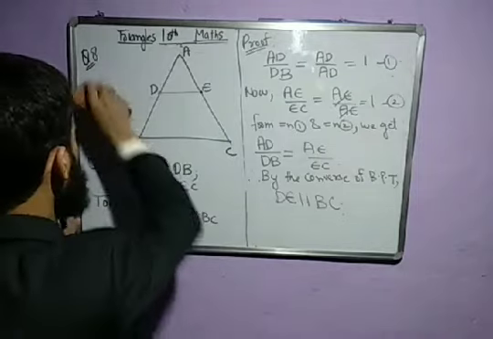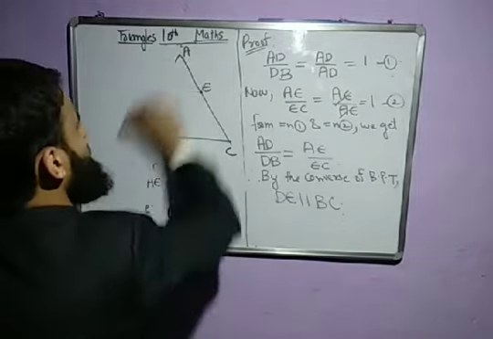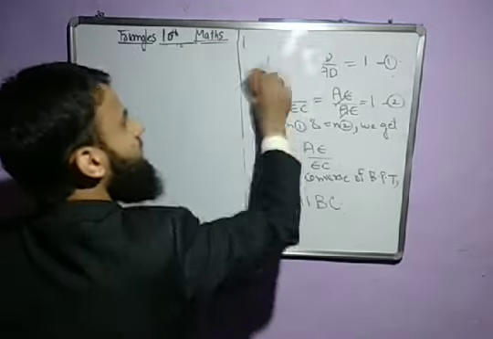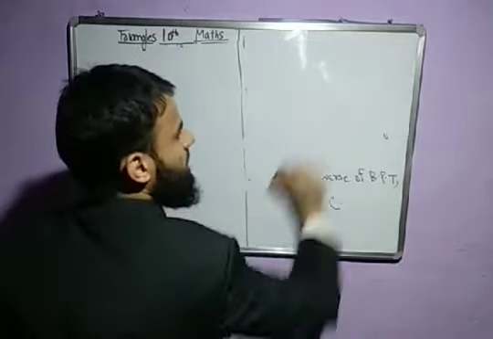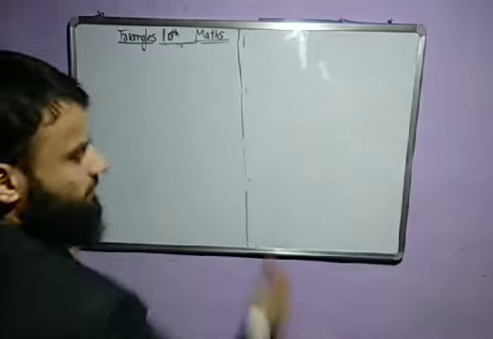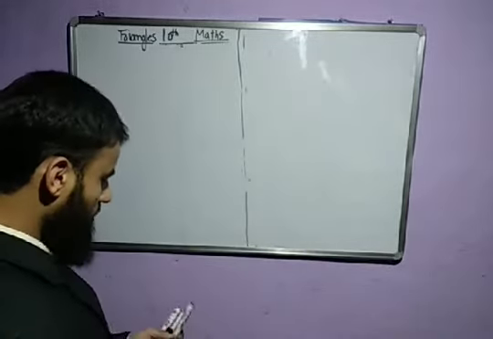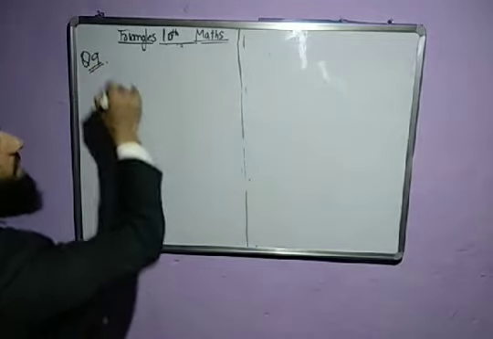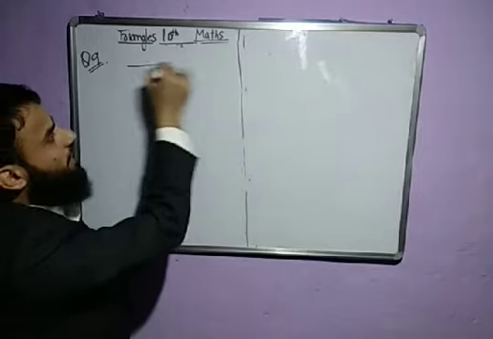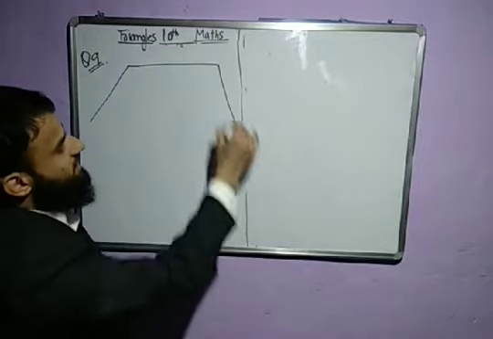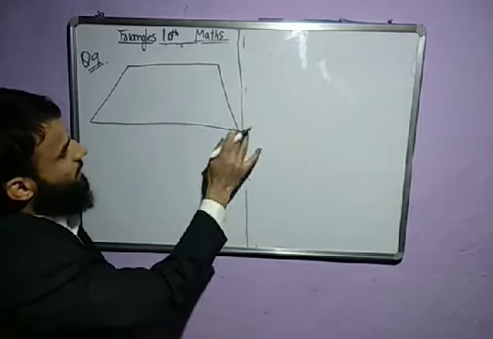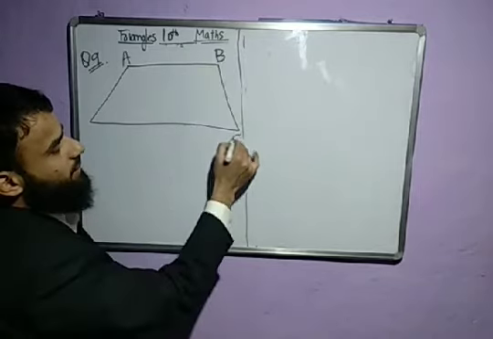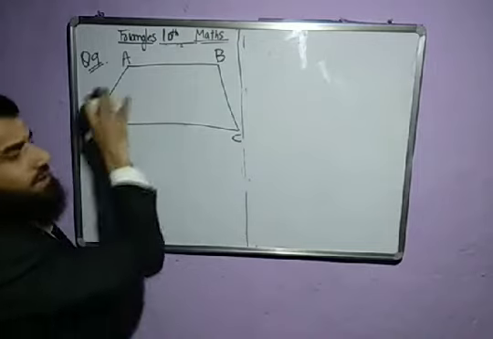Pause the video and copy it. Question number 9 and 10 are very important. So let us see the question number 9. Question number 9 says that you have a trapezium. Let's suppose this is a trapezium. Okay. Let's suppose this is A and this is B, this is C and this is D. This is question number 9.